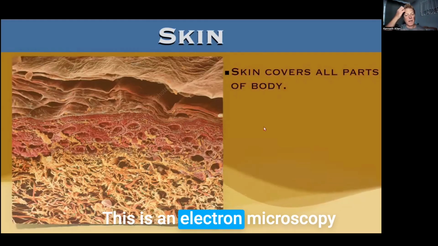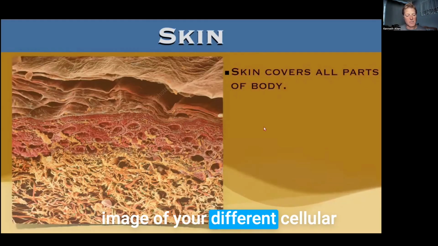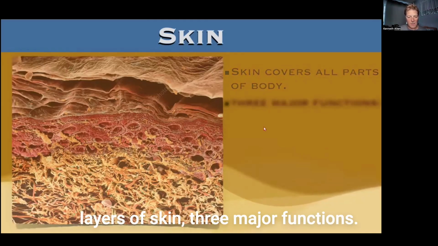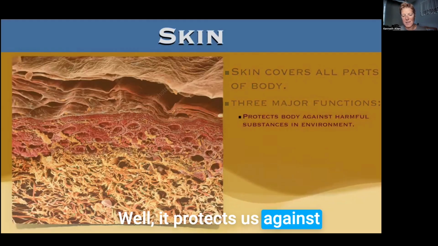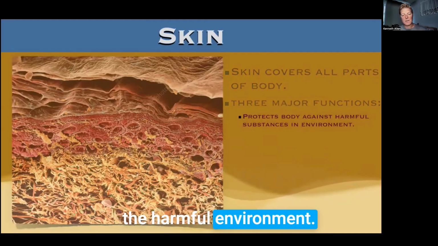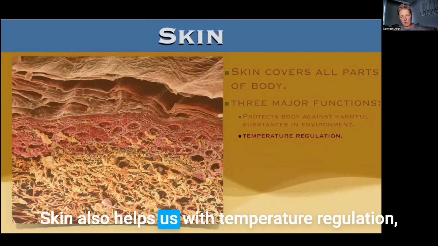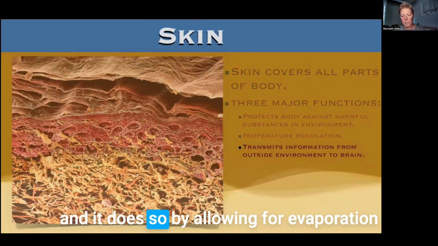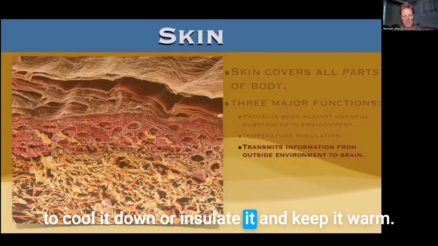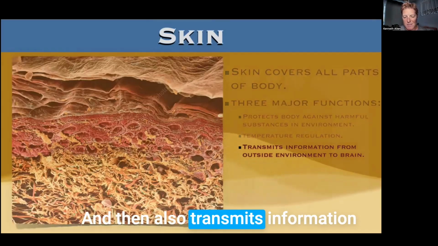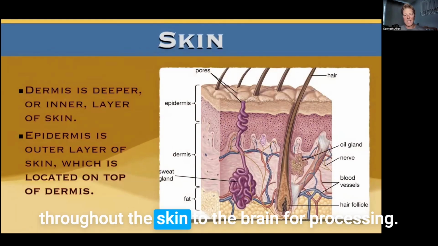This is an electron microscopy image of your different cellular layers of skin. 3 major functions. What does it do? Well, it protects us against the harmful environment. Skin also helps us with temperature regulation, and it does so by allowing for evaporation, sweat, also shunting blood to and from the skin to cool it down or insulate it and keep it warm. And it also transmits information throughout the skin to the brain for processing.